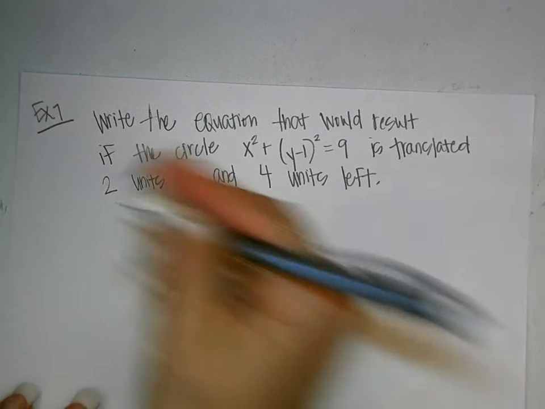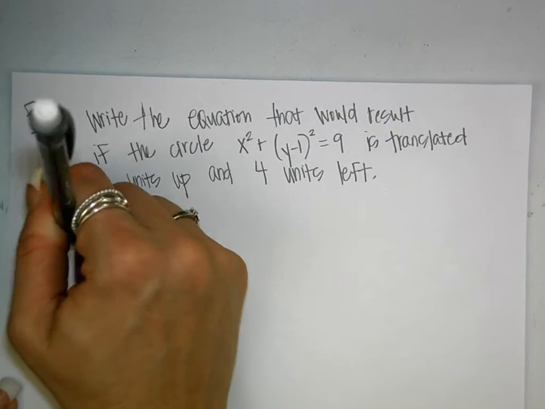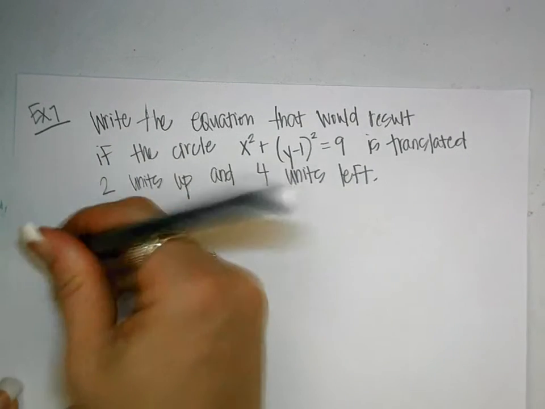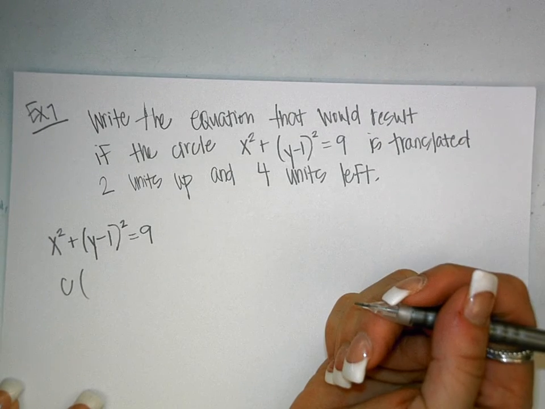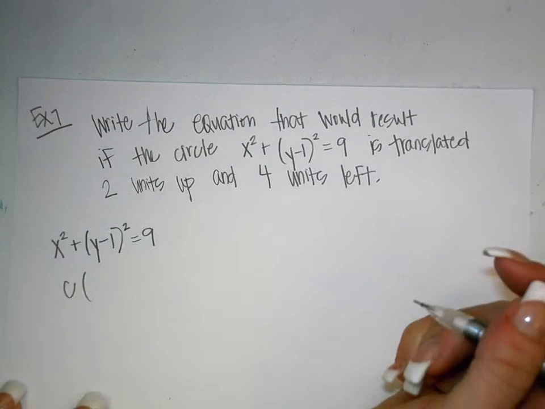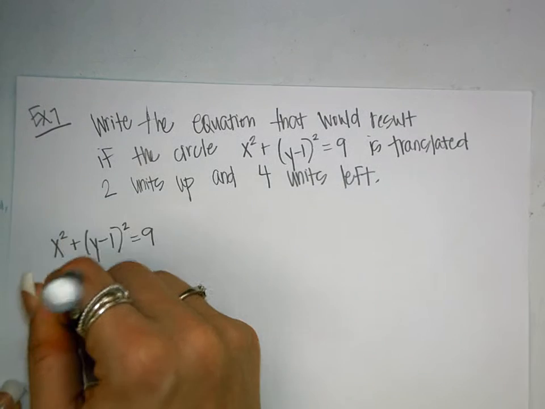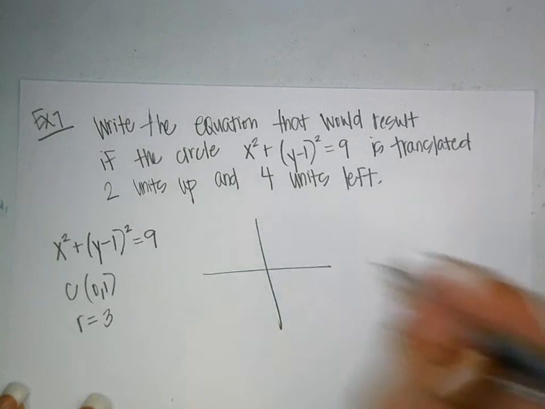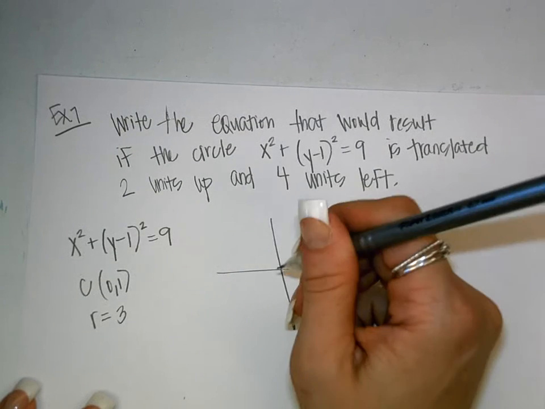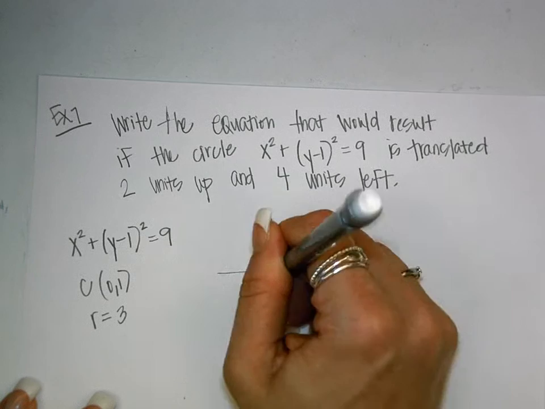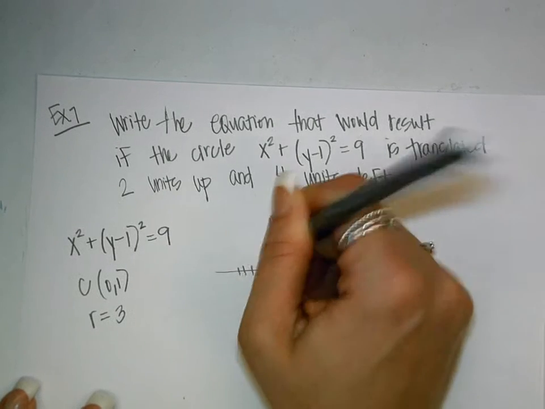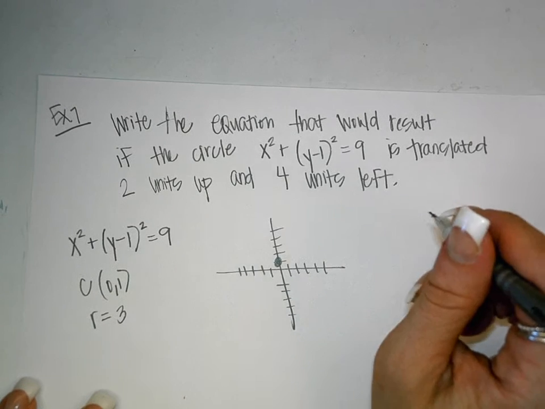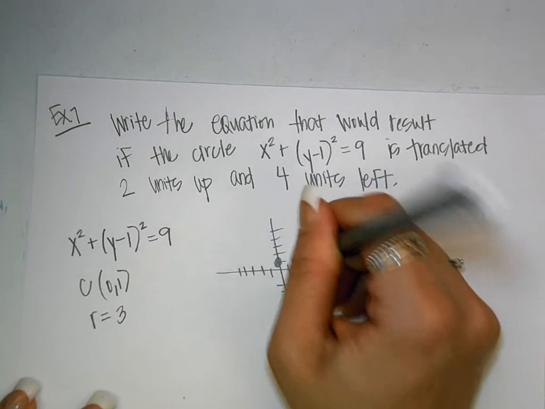I'm always going to start with my original equation, x² + (y − 1)² = 9. What would be the center of this circle, as it's written right now? (0, 1). And what's the radius? 3. So I would always start with just drawing that. You make a center at (0, 1), so over 0, up 1. And the radius is 3, so you'd go right 3, left 3, up 3, down 3.